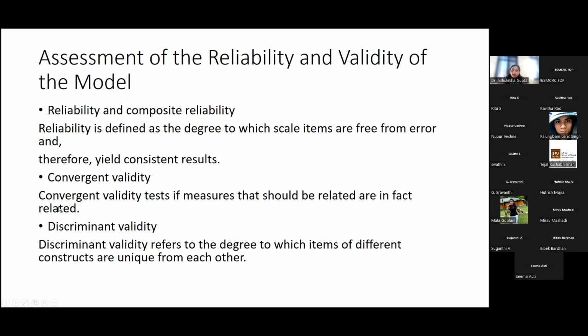Then there is convergent validity. The convergent validity test measures whether things that should be related are in fact related or not. Right. This discriminant validity is talking about between the constructs. Your sets of questions are not the same.